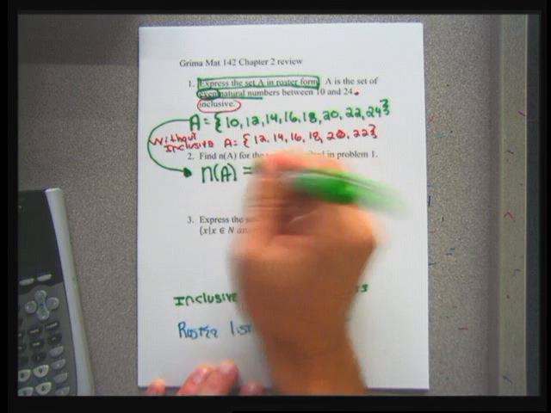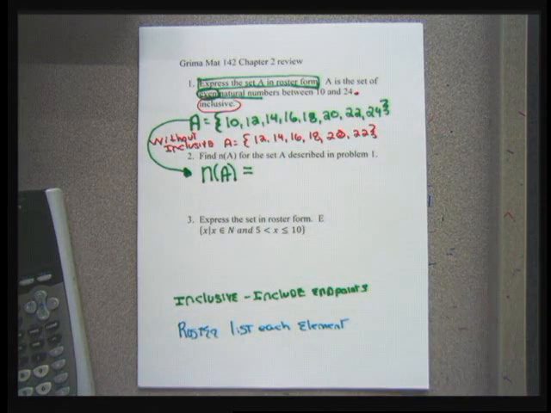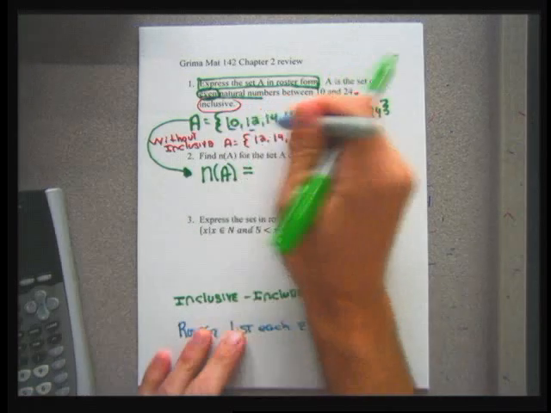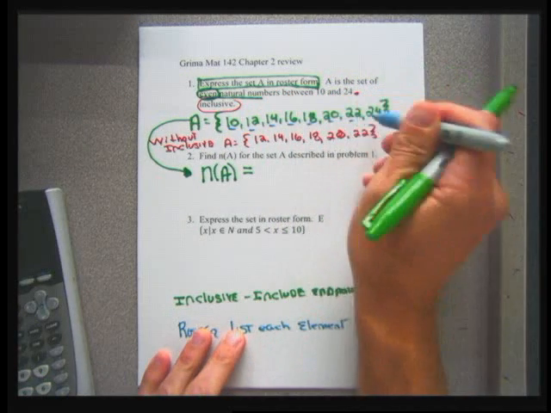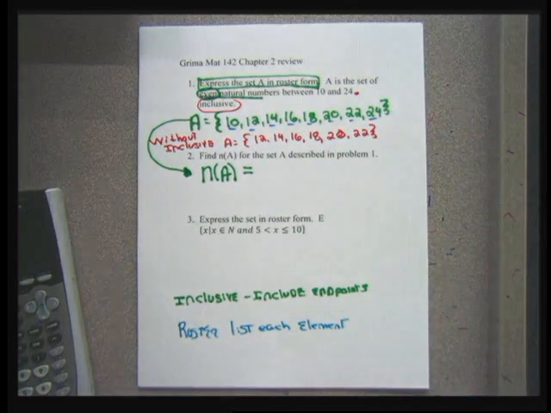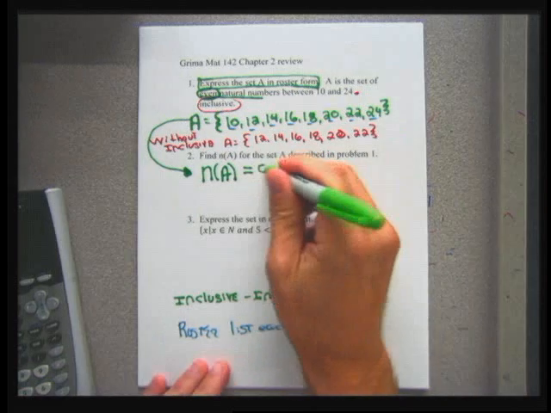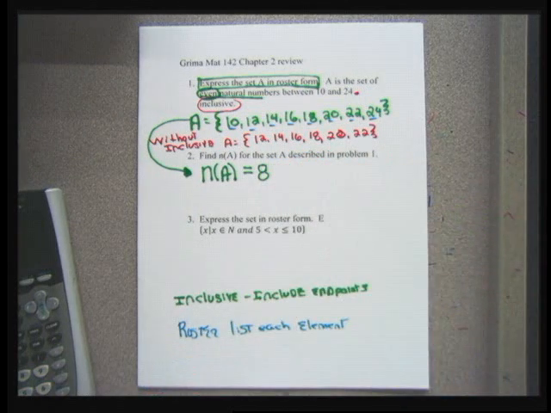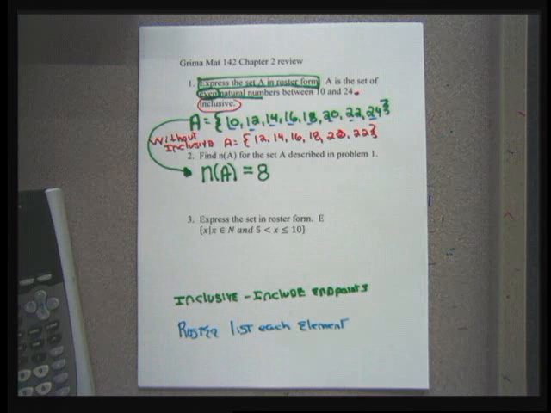I'm just going to write N of A, which means the number of elements of A, and I'm just going to count. In the set A, there's 1, 2, 3, 4, 5, 6, 7, 8 numbers that I wrote. So I'm going to write N of A equals 8. For the red set, I'd write N of A equal to 6 for what that's worth.